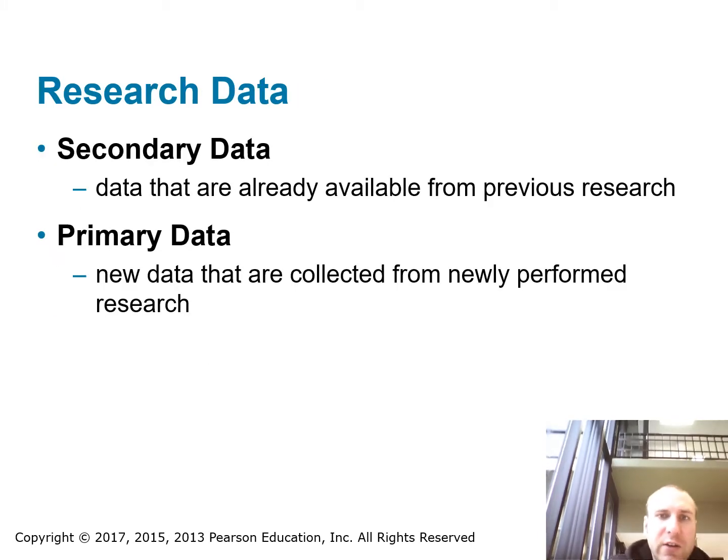What kinds of data are there for research? There's secondary data, which is data that is already available from previous research. There's primary data, which is new data that is collected from newly performed research. So secondary data is data that you look at. Primary data is data that you'll likely do yourself.